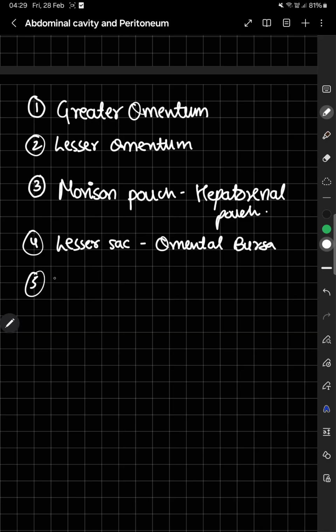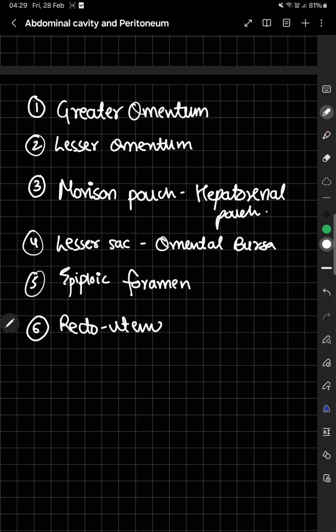Followed by that, we'll have to do our epiploic foramen, very very important. And last but not the least, we have the recto-uterine pouch, also known as the pouch of Douglas. So these are the rough 6 topics we have to pay our attention to, along with the clinicals needed for it. First we'll be covering the main topics, these 6 topics.